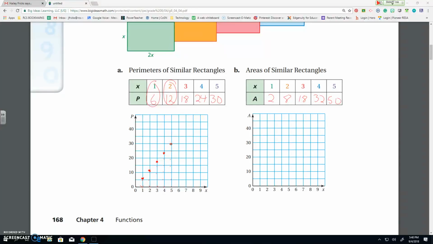So based on those dots, you can tell pretty easily that we have a straight line. Alright, so we do have a straight line, therefore the perimeter of these similar rectangles is linear. Let's try this one over here.